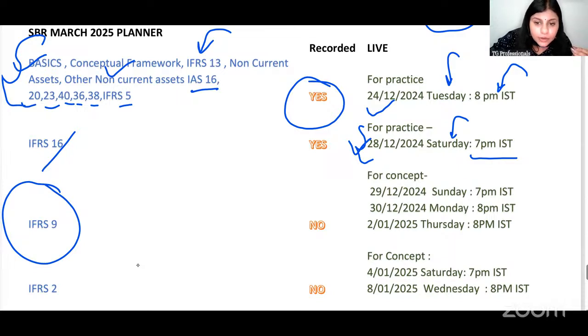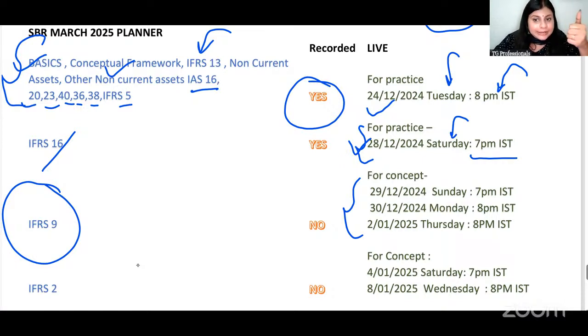So the classes for the concept. So 28th of December, you're done with IFRS 16, and right after 28th, on 29th, 30th and 2nd January, 3 sessions. 3 sessions of 2.5 to 3 hours every day. You can just expect like 9 hours of class just for IFRS 9. And we are going to do it live in the class. Every part, every inch of IFRS 9, together with the questions on IFRS 9 from the exam kit, we will do it in the live class.